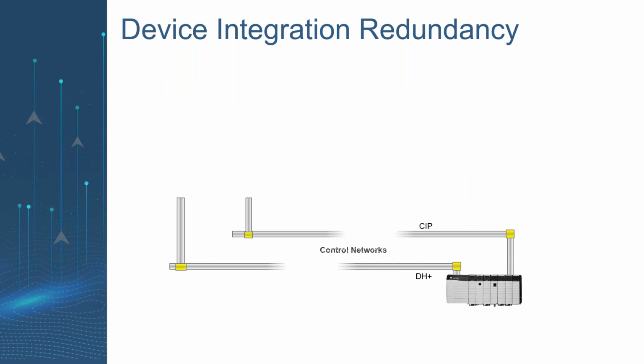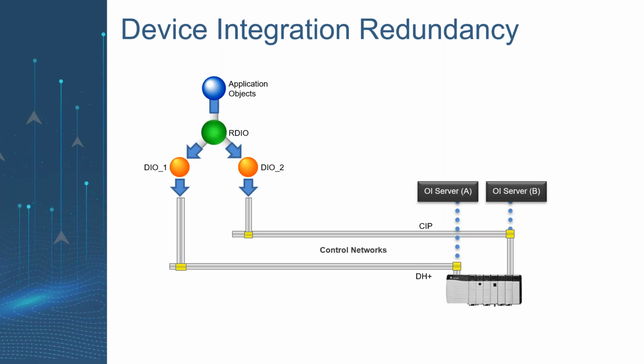Normally, this type of redundancy has many levels. We'll talk about the server level, the OI server level. In this case, I will have two OI servers or OPC servers or IO servers. We already talked about this in a previous video.